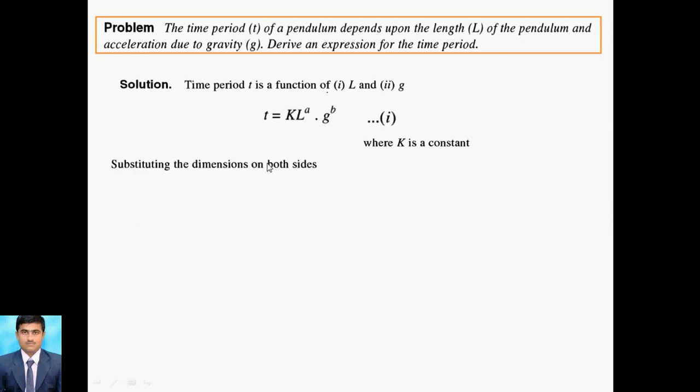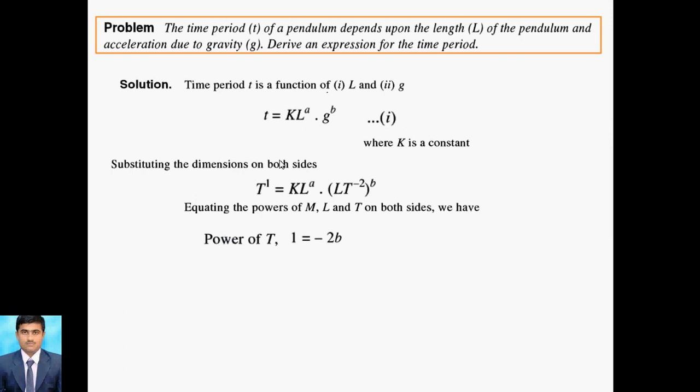Substituting these dimensions, in terms of MLT format we can put it like this. For time we can write T raised to 1, k as it is, L^a for length, and g means acceleration due to gravity, which in MLT format is L T raised to minus 2, that means meter per second square. So I write meter as L, and second square as T raised to minus 2 because it is in the denominator. After that we compare with the MLT format.